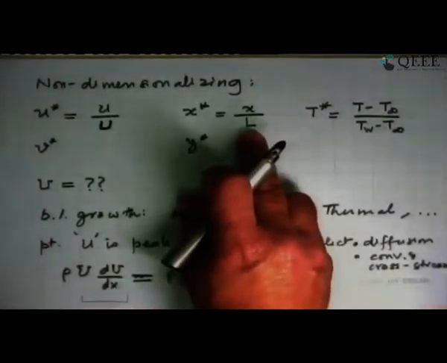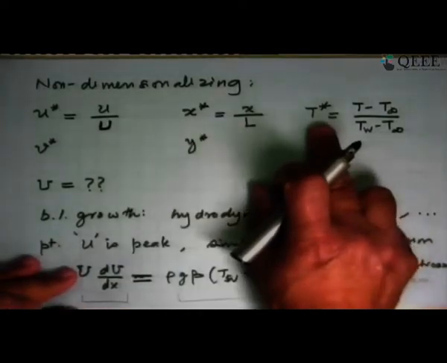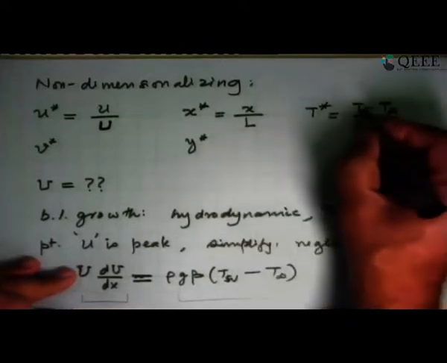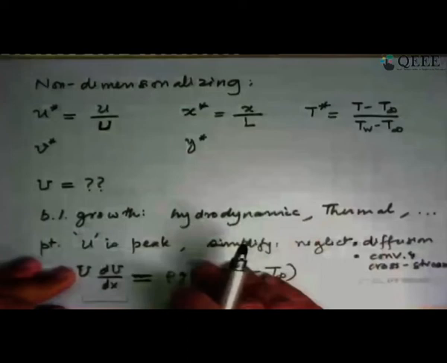We will non-dimensionalize x on L, which is the length of the plate, that is x star, and the same with y star. Temperature can be normalized as a temperature difference, T minus T infinity upon Tw minus T infinity. So you have a non-dimensional temperature. And I am denoting all of these by the star.